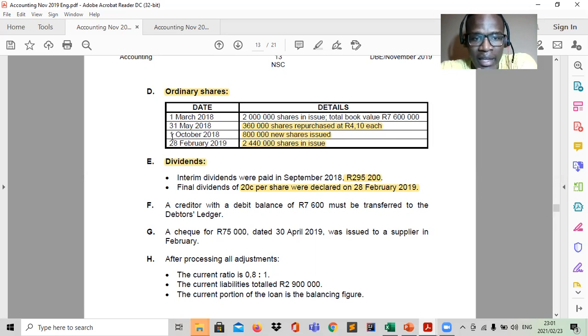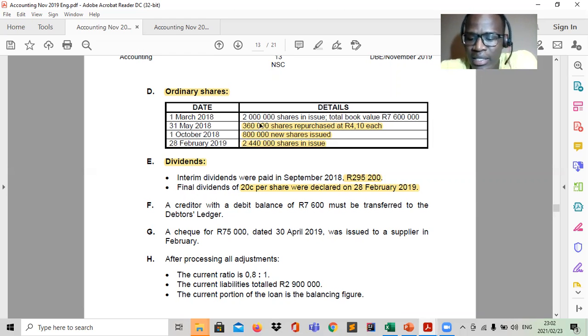Then we are told that on 1 October 2018, 800 new shares were issued, right? Then on 28 February 2019, there were 2,440,000 shares, right? So if at the beginning of the year there were 2 million shares, then from there they bought back 360 shares, then they issued an additional 800 shares. That means this one minus this one plus this one must be equal to this one, which is the case, right?